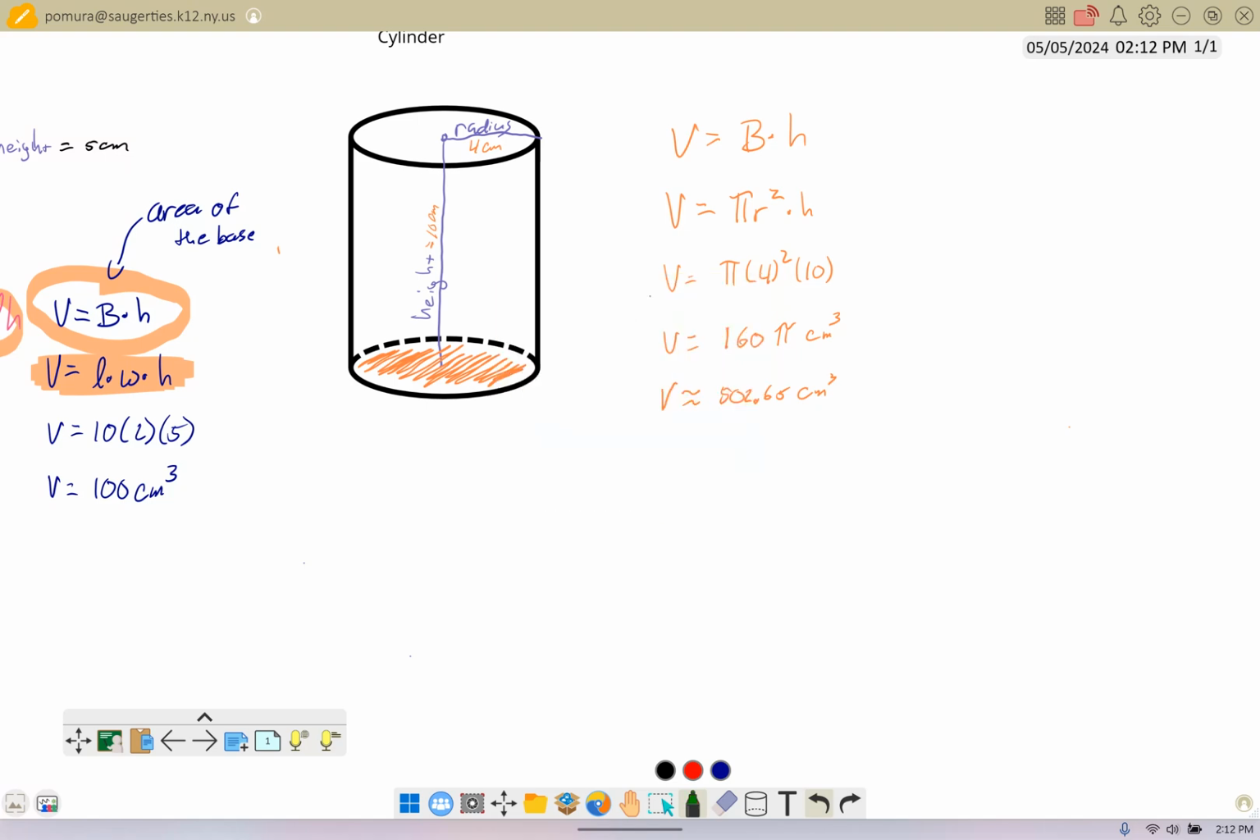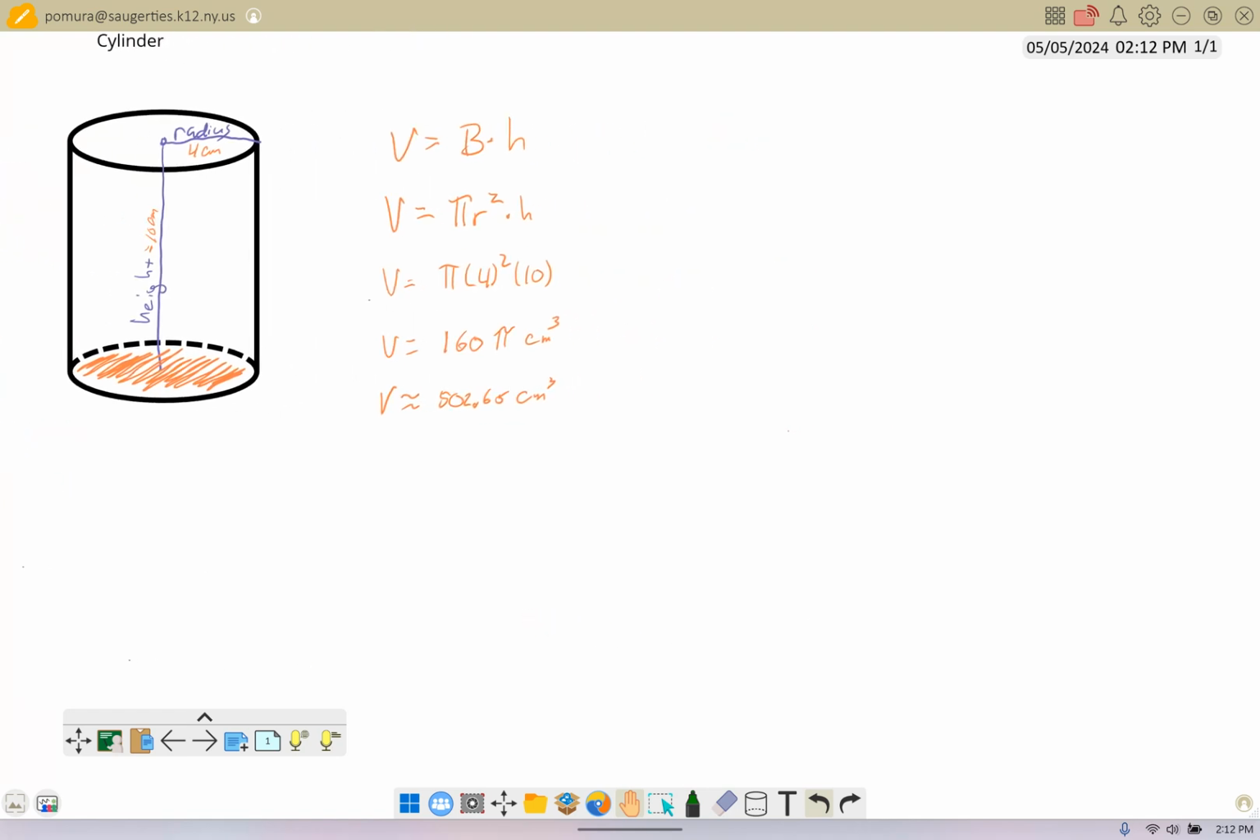Now, here's the deal. The surface area is a little bit trickier. So what I'm going to do is this. I'm going to talk about the surface area, but the first thing we have to pay attention to is there's a top and a bottom, but they're circles. So the area of a circle is pi r squared. But because we have a top and a bottom, we're going to say 2 pi r squared.